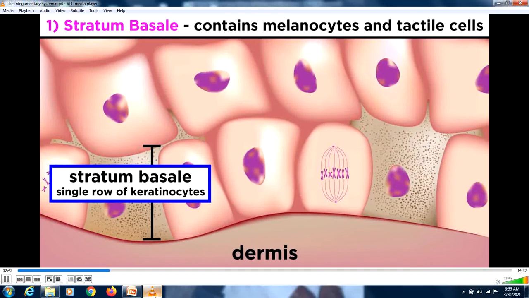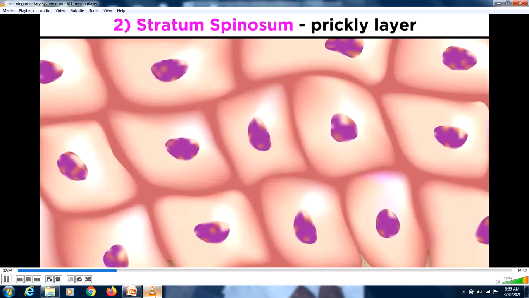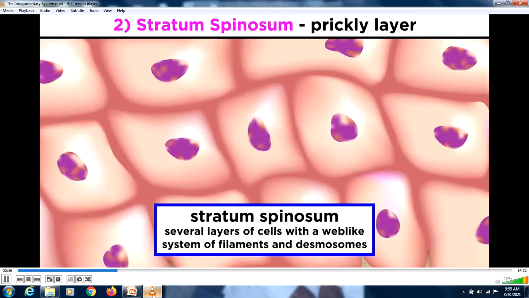This layer also contains melanocytes, which produce melanin, and tactile cells, which act as the sensory receptor for touch. Above this is the Stratum Spinosum, meaning prickly layer. This section is several layers of cells thick and is full of cells with a web-like system of intermediate filaments attached to desmosomes. They look kind of spiky, so they are sometimes called prickly cells.